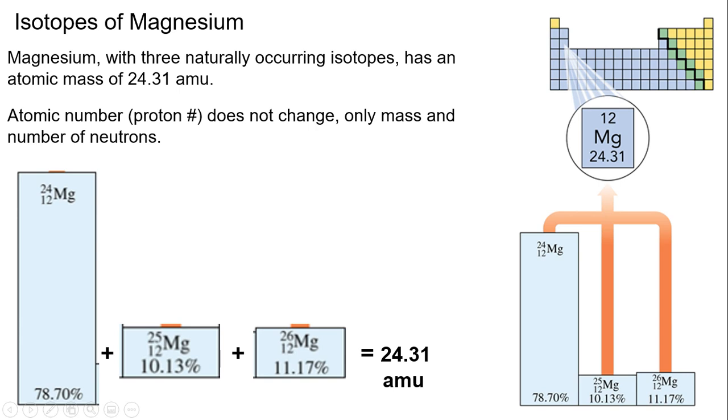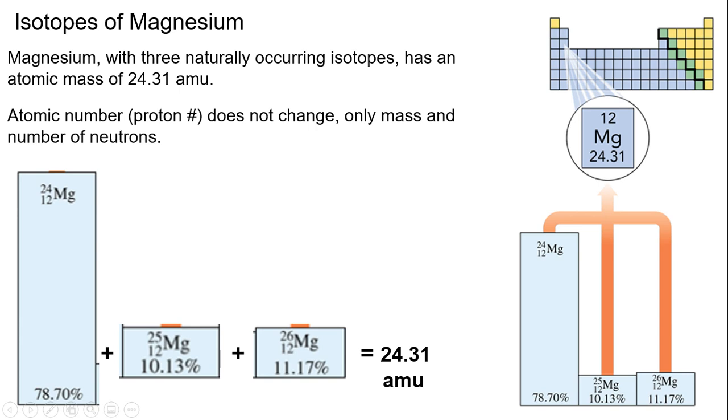This one has a mass of 24 and an atomic number of 12, and 78.70% makes it up. So if we were to search for magnesium, we would find that there is an abundance of 78.70% of magnesium with a mass of 24. And over here, we find an isotope that has a mass of 25, which means that this one does not have the same number of neutrons that this one does. This one has 12, and this one has 13. Here, this percentage is 10.13. There's a huge difference between these numbers.